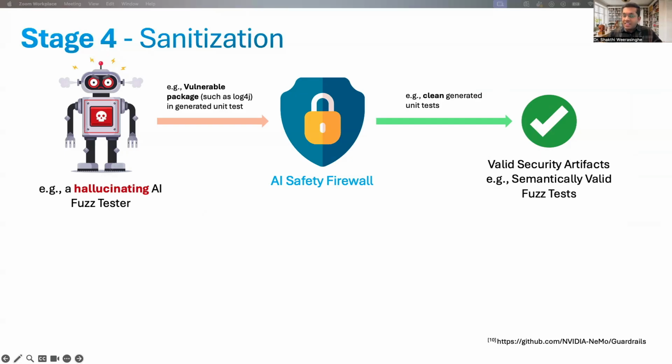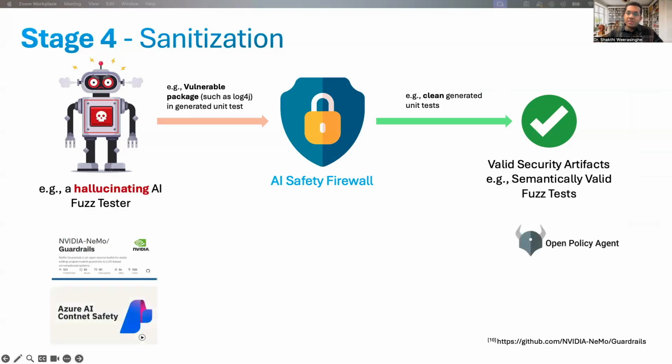Then the case is this: you cannot have AI security without AI safety. Now, at the enterprise level, we are seeing the rise of tools like NVIDIA NeMo Guardrails, Azure AI Content Safety, or Open Policy Agent Rego, which act as a buffer between AI agents that produce security tests and the actual tests that get executed in the system to test for vulnerabilities. You can think of these tools as literal firewalls for AI-based security tools.